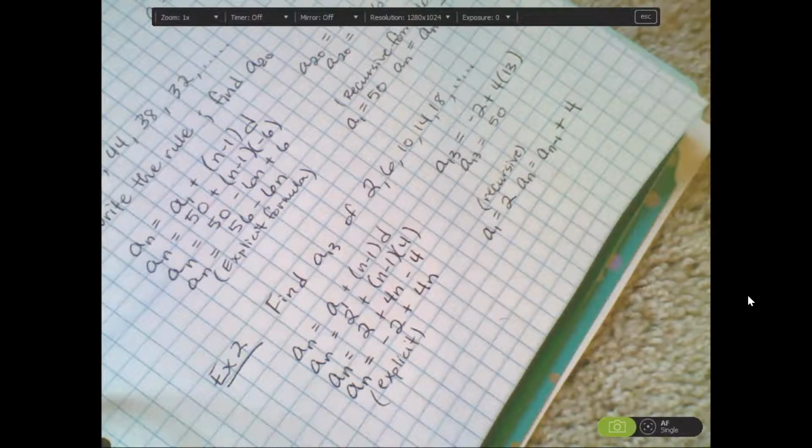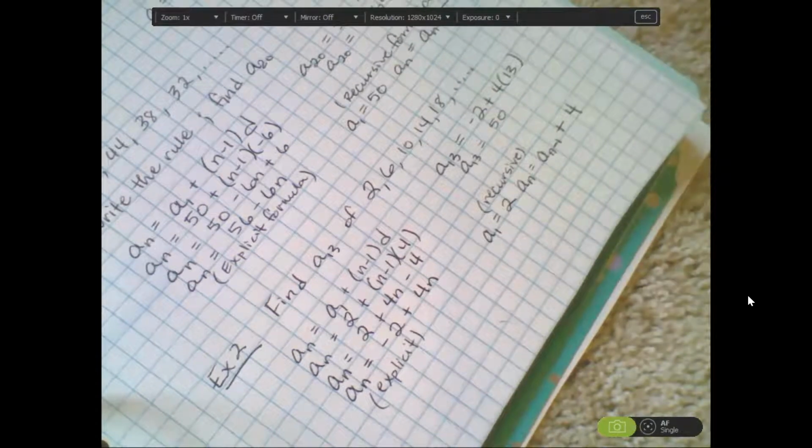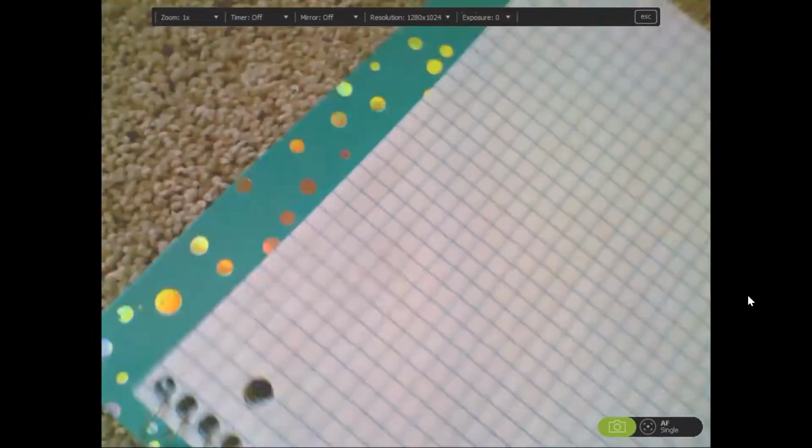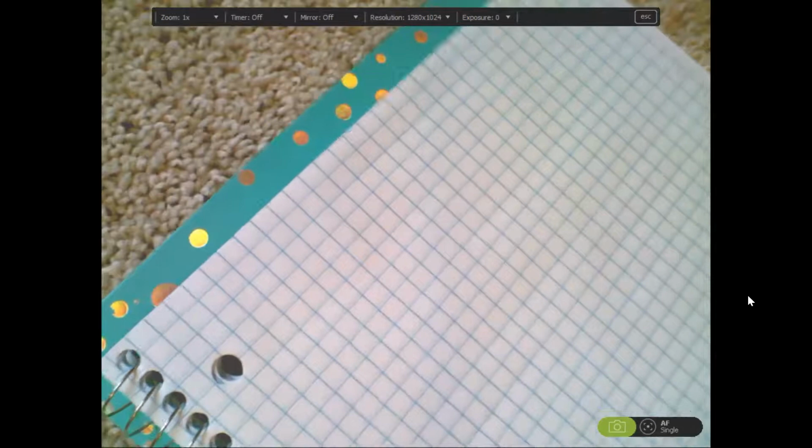Now, what if they give you some different information though? Because so far for both of these, we've just started off at the beginning of the sequence, right? We knew the first number. So what if they give you a different combination of information?